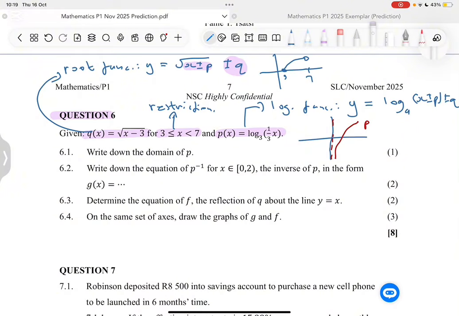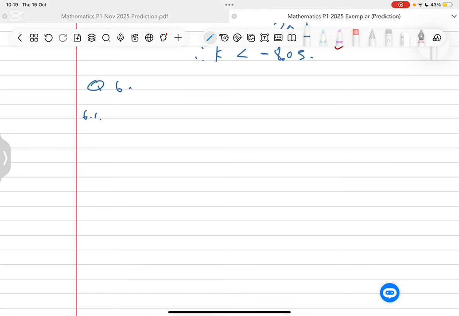Now, if we look at the domain of P, we said that this function P didn't move up or down. And so that means the vertical asymptote is really at 0. So this means this function will really start at 0. It will start at 0 and go to positive infinity. Or one can say that 0 is less than x and x is less than infinity.